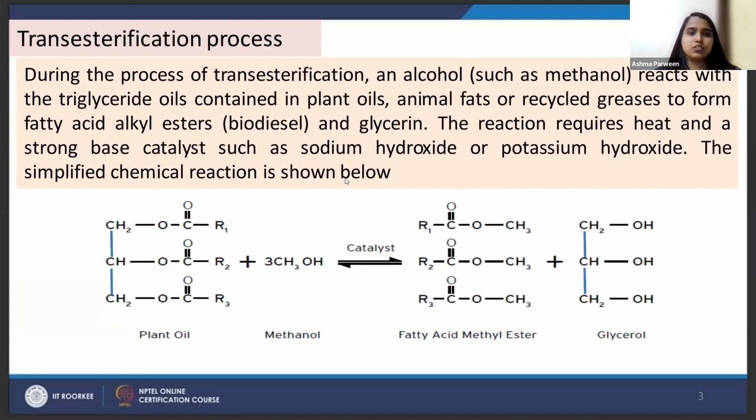So what is Transesterification? In this process, some alcohol reacts with some oil, that is triglyceride oil present in plant oils, to form fatty acid alkyl esters. This fatty acid alkyl ester is the biodiesel, and along with this, glycerin is produced. So some heat and catalysts such as sodium hydroxide and potassium hydroxide are required for this reaction to take place. So this is the plant oil which reacts with methanol, and some catalyst, either KOH or NaOH, is used to produce the biodiesel. Along with it the byproduct is glycerol or glycerine.